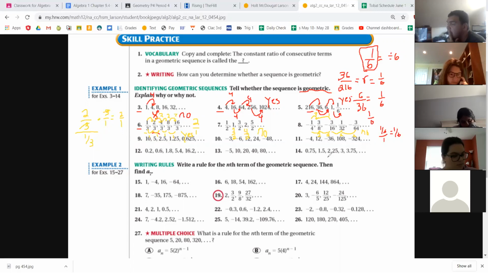What's actually happening here? They're not multiplying, but I don't know. They're adding or subtracting something. I'm not sure. But we don't need to find a pattern. We're just telling you if it's geometric or not, okay? So that's 3 to 8, just identifying a geometric sequence. Any questions on that? No. Okay. All right, I'm going to clear the board.